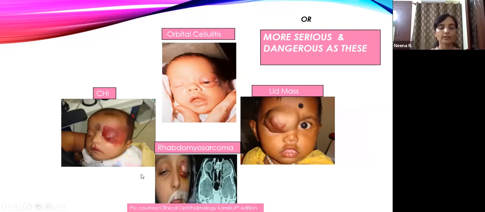And we often treat these children in collaboration with the pediatrician, like the capillary hemangioma of infancy. Oral propranolol does wonders, and often the dosing and the monitoring is done with the help of the pediatrician. Orbital cellulitis needs IV antibiotics. Again, the child may have to be admitted in an ICU. And more dangerous conditions like these are also presenting to us sometimes with ptosis and proptosis.